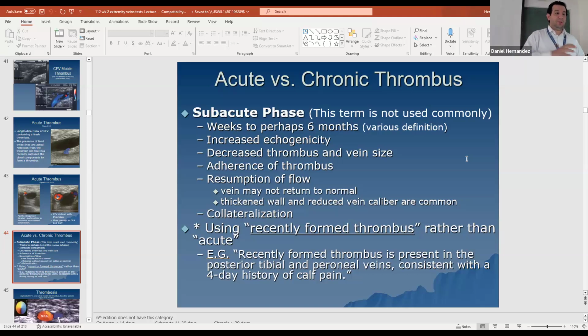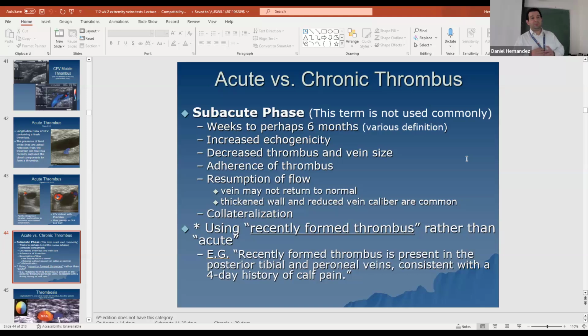The thrombus can be adhered to the walls. There's resumption of flow. So if it was completely occluded previously, this is the phase where the vessel's starting to recanalize. We're starting to get flow now to return back into that vessel. So there's resumption of flow, even though it may not be the entire vessel that fills with flow. There's some flow now returning to that vessel. We might see thickened walls, and then reduction in the caliber of that vessel.